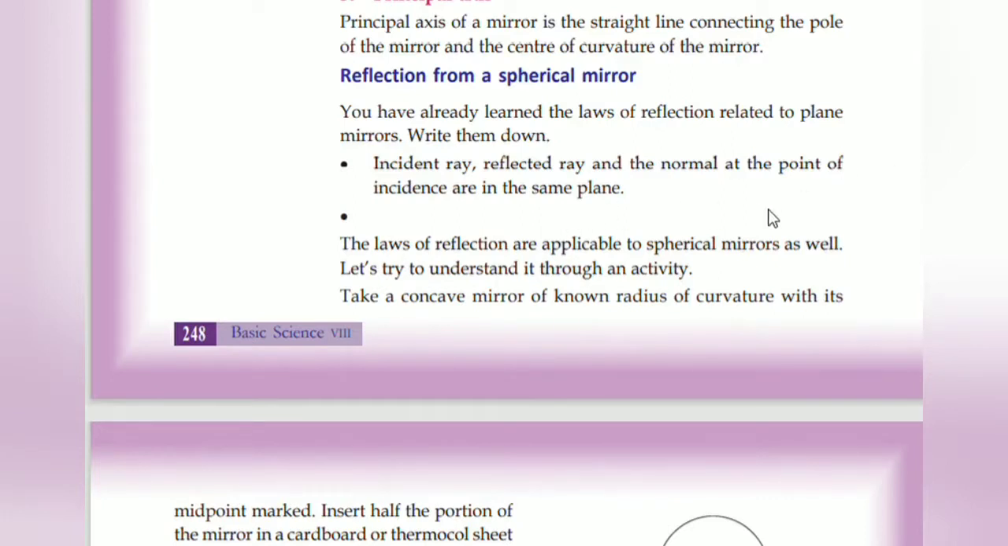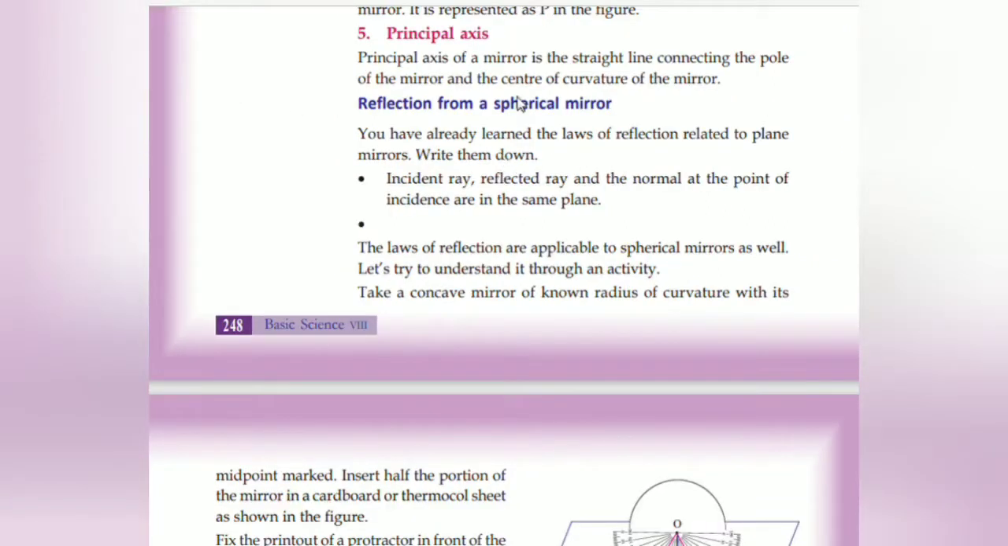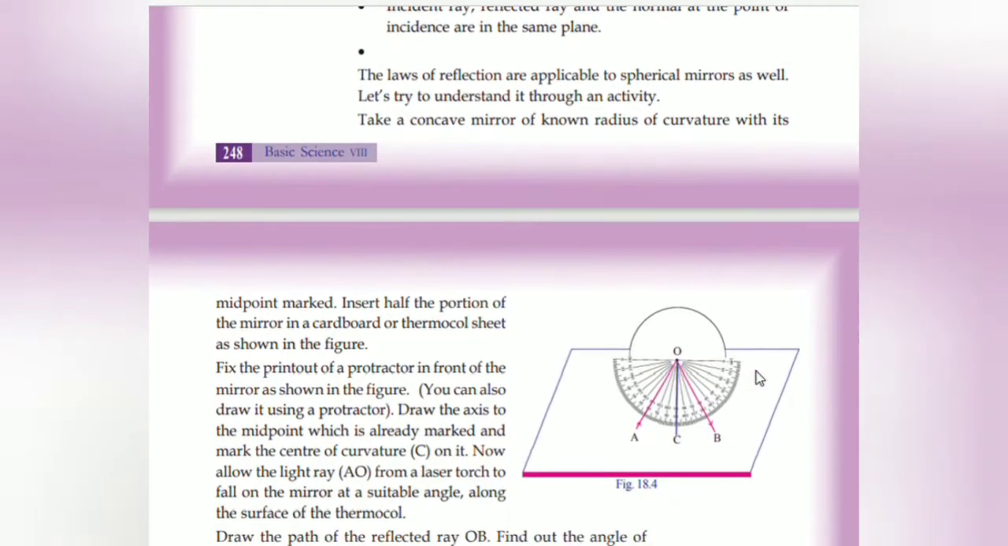Take a concave mirror of known radius of curvature with its midpoint marked. So now we are taking a concave mirror of known radius of curvature with its midpoint marked. Insert half the portion of the mirror in the cardboard.